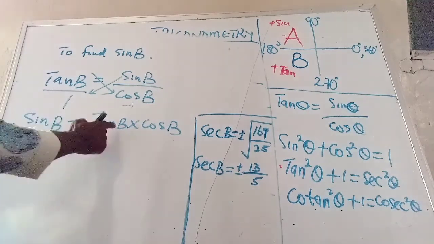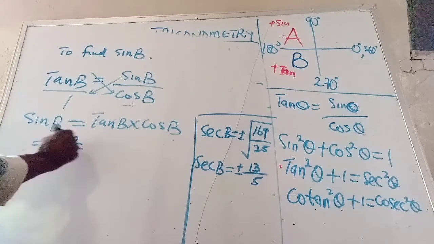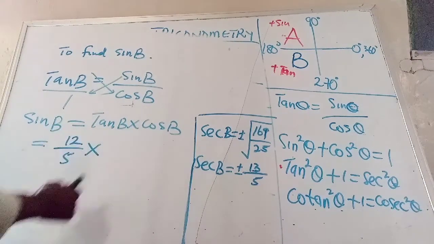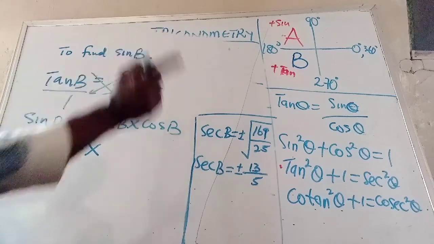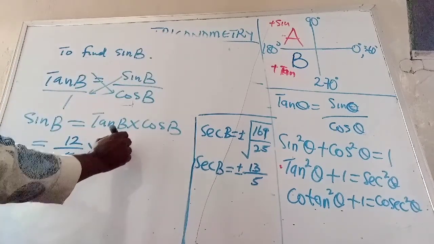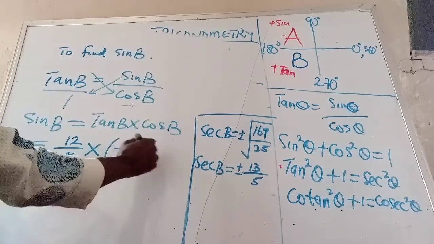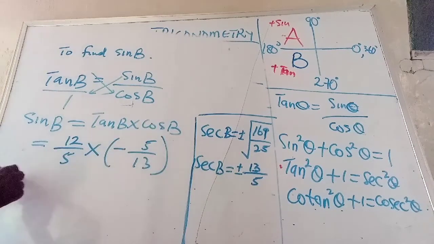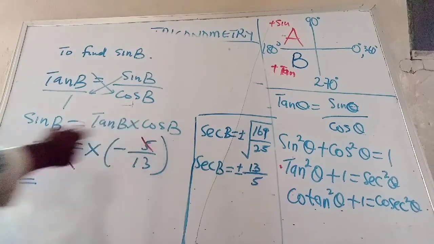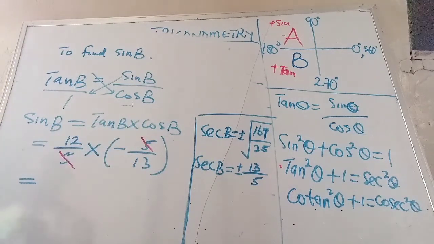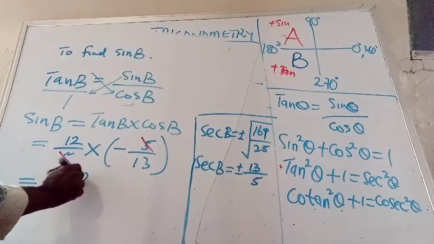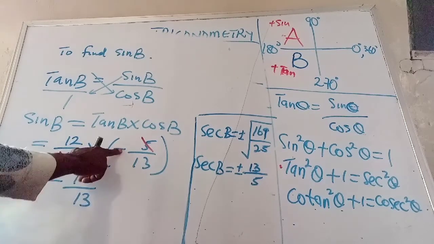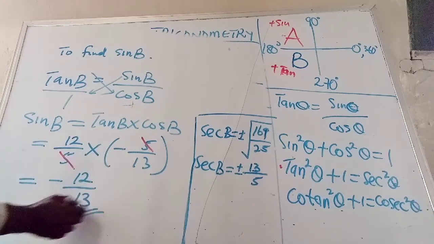That means 12 over 5 times cosine of B, which we just finished, negative what? 5 over what? 13. So by so doing, what happens? 5 cancels 5, then answer will be negative 12 over what? 13, because of this negative. And that's the end of that.